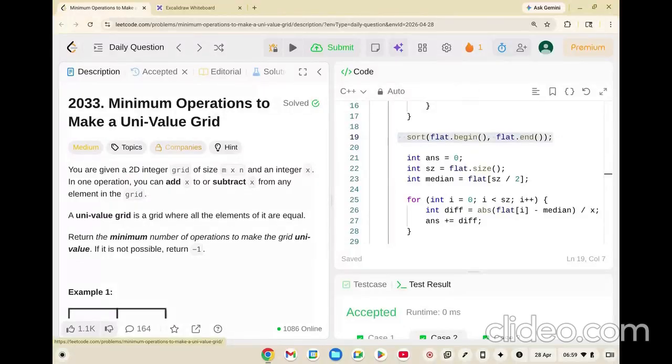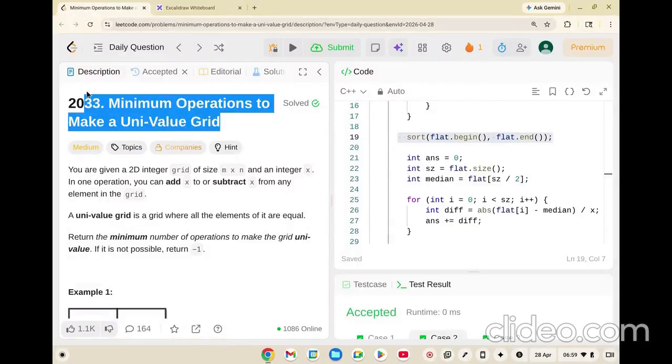Hello everyone. So today we will solve problem 2033, which is today's problem of the day. Let's read the problem statement. The problem name is Minimum Operations to Make a Uni-Value Grid.